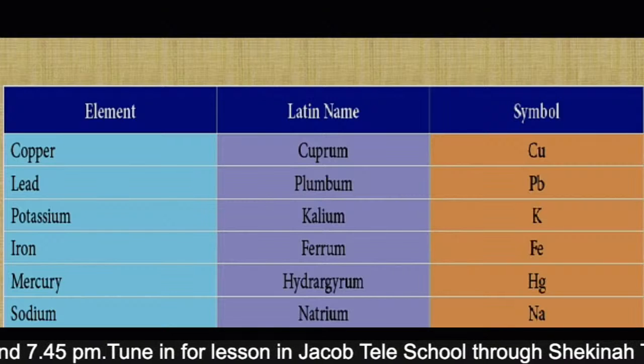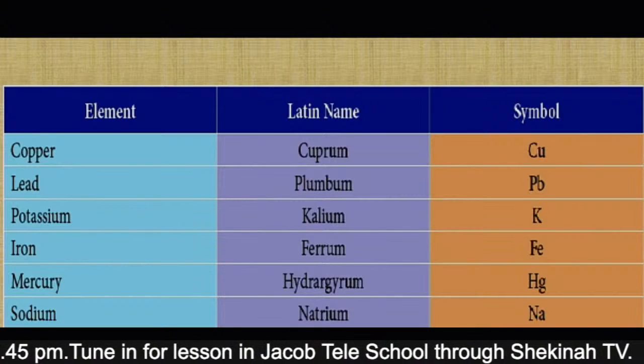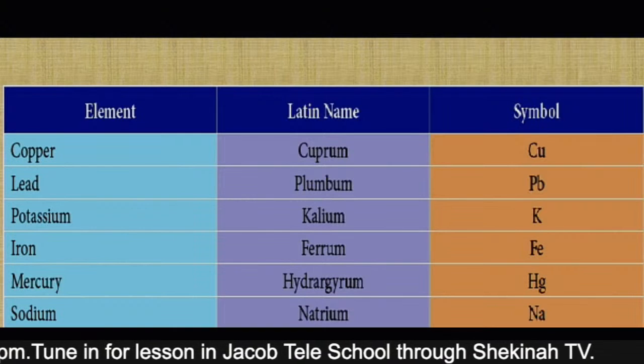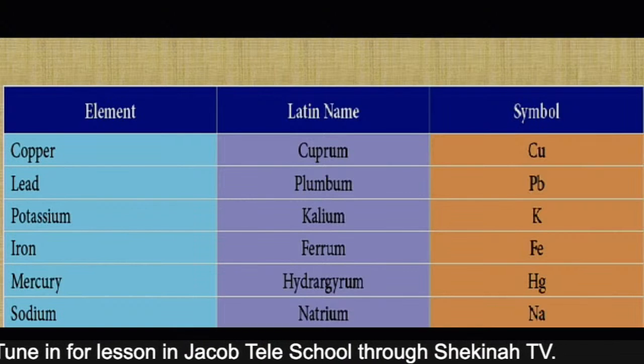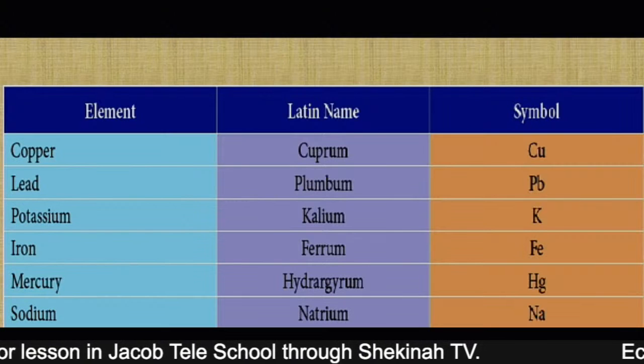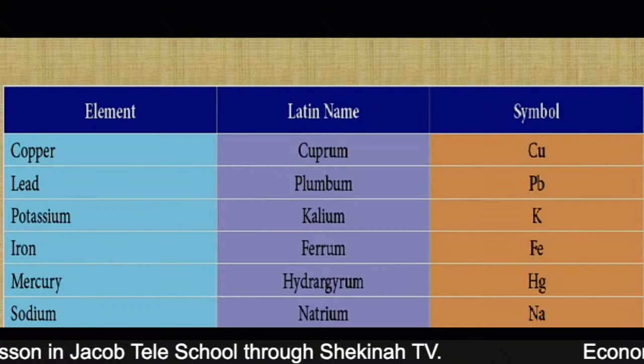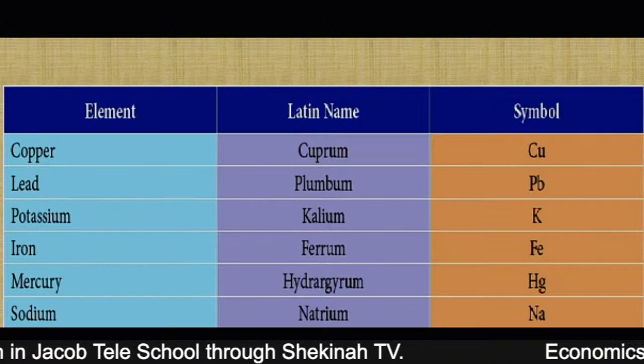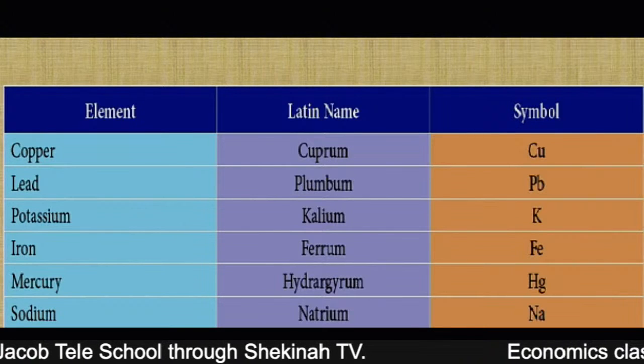Natrium. What is the spelling of natrium? N-A-T-R-I-U-M. Natrium. It is denoted as capital letter N and small letter A. So, these all are the symbols of elements and their Latin names. Okay.